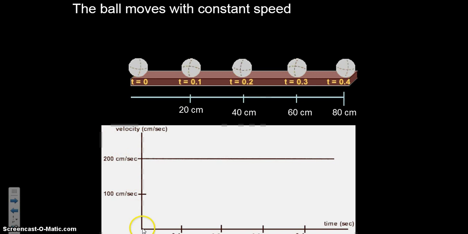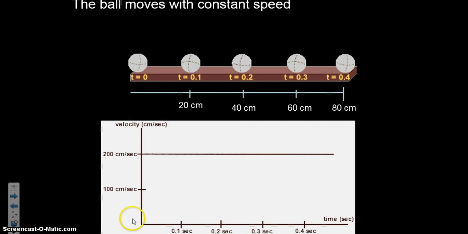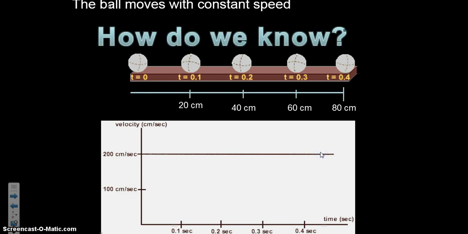Here's a picture of the velocity versus time graph. And I want to remind you that I told you every time we look at a graph, I want you to look at the y-axis first so that you can see exactly what's being measured. And in this we can see the velocity is the same the whole time.